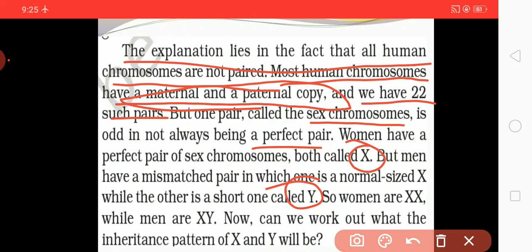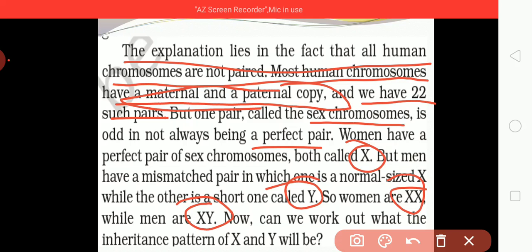and it is not always a perfect pair. Women have a perfect pair of sex chromosomes, both called X. Both of them are X, but men have a mismatched pair in which one is a normal size X while the other is the short one called Y. So a woman is XX, while in men it will be XY.